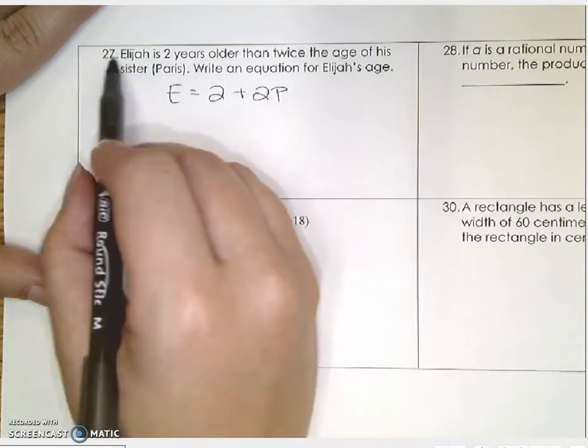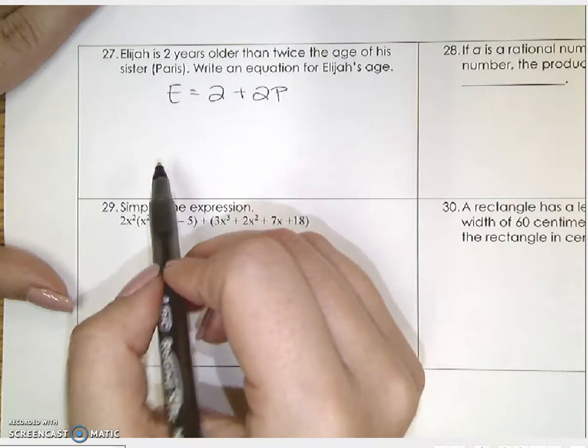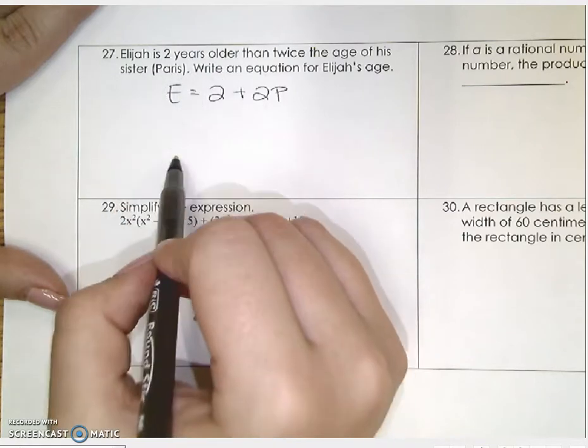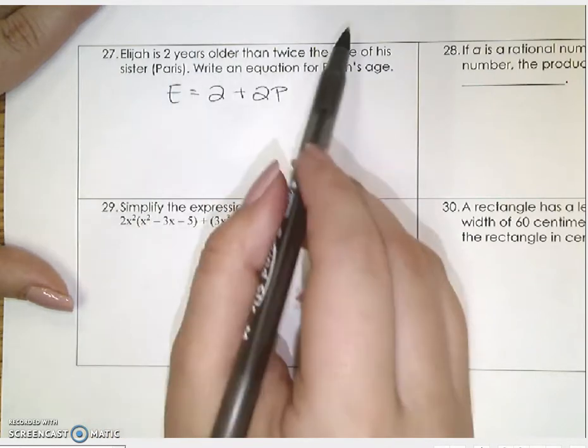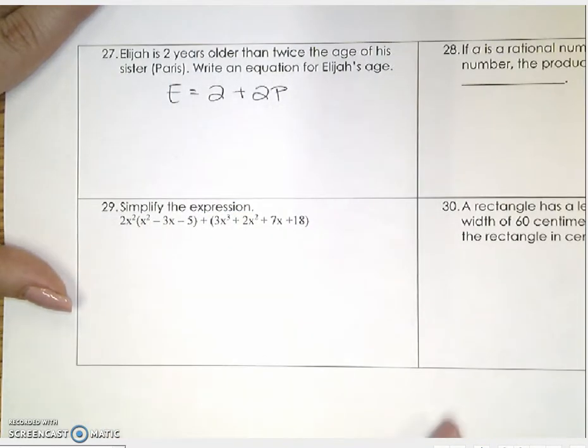So just on number 27, it will be a multiple choice question, so make sure that you are looking at each answer choice and verifying that it says 2 more than twice the age of Paris.